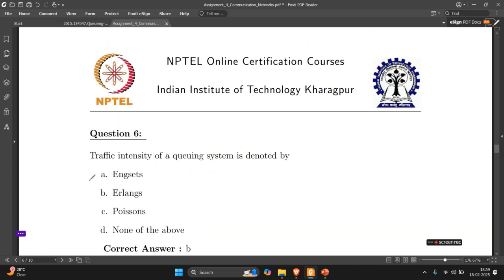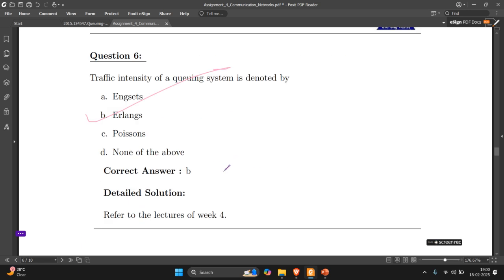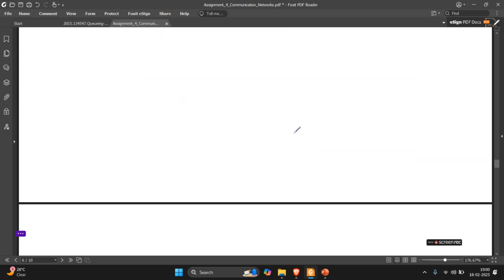Now, traffic intensities are denoted by, so this is a general knowledge question. What is the unit of traffic intensity? The unit is Erlang, after the Danish scientist named Erlang. So this is just a general knowledge question, nothing to explain here.